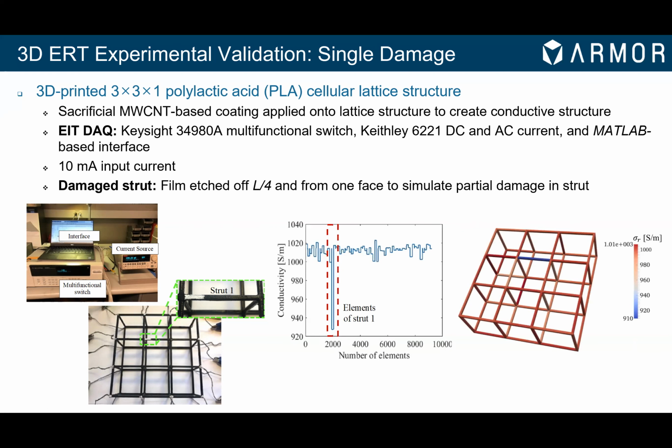So upon doing that, we can, again, collect our injected current, collect our boundary voltages, run through the ERT inverse problem with the normalized sensitivity map, and again, clearly identify the location of our broken strut, which is visualized here on the right-hand side as well.